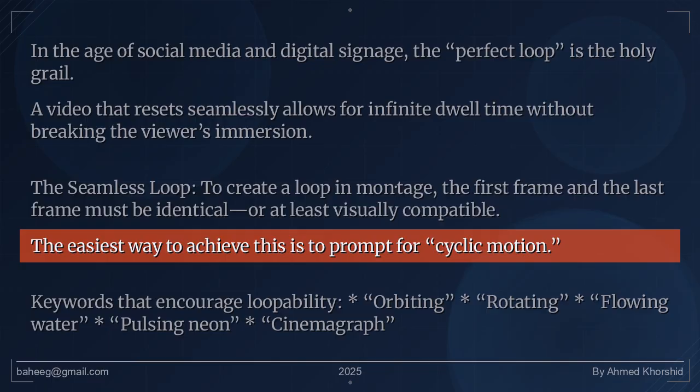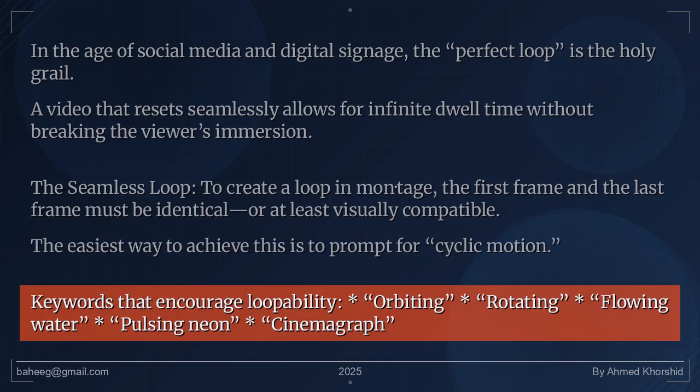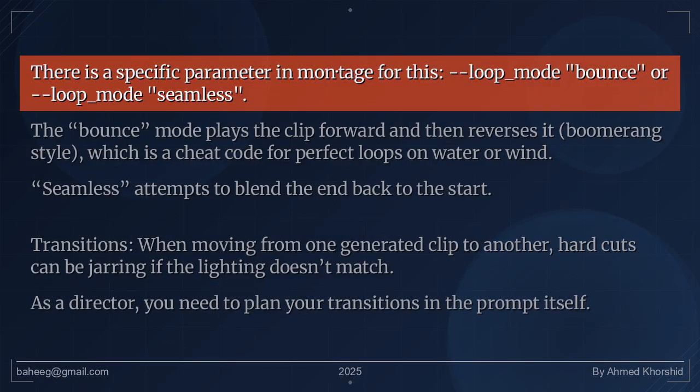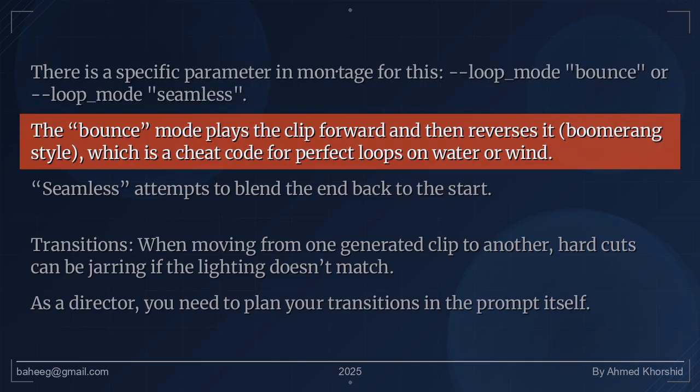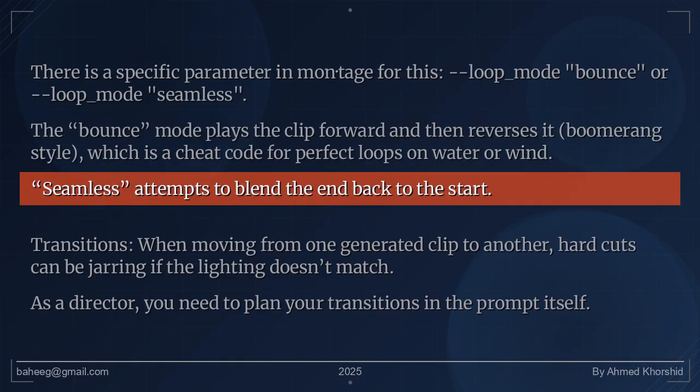The easiest way to achieve this is to prompt for cyclic motion. Keywords that encourage loopability: orbiting, rotating, flowing water, pulsing neon, cinemagraph. There is a specific parameter in Montage for this: loop_mode bounce or loop_mode seamless. The bounce mode plays the clip forward and then reverses it, boomerang style, which is a cheat code for perfect loops on water or wind. Seamless attempts to blend the end back to the start.